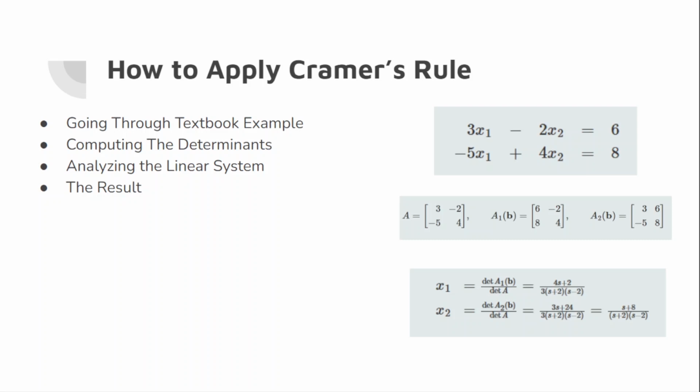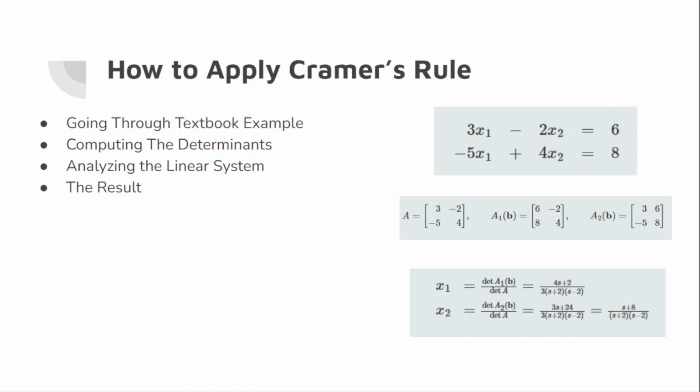It views the system as Ax equals b, and with the notation of the determinant, a linear system can be solved. So an example of this would be from the textbook specifically, where it showcases the system 3x1 minus 2x2 equals 6, and then negative 5x1 plus 4x2 equals 8. And the matrix A would be 3, negative 5, negative 2, and 4. And then the matrix A1(b) is 6, 8, and negative 2, 4. And then the matrix A2(b) is 3, negative 5, 6, and 8.